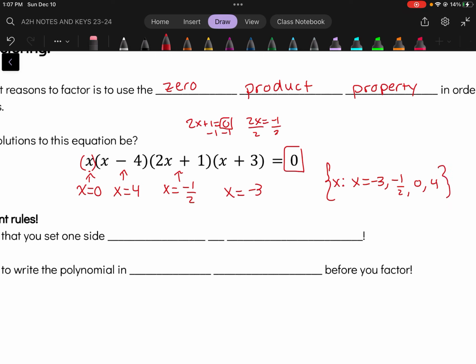And that set notation is not an interval, but there are 4 values that make this statement true. These values make the statement true. Okay?